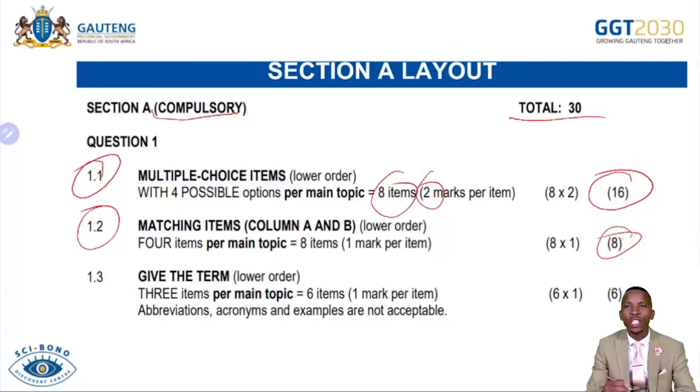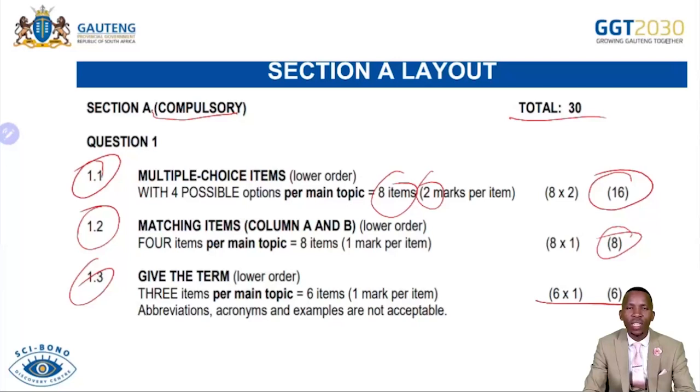Use what you call the elimination method by studying what you know, and then what is confusing you, do it once. You will see that you have exhausted what you clearly know about that particular section. And then 1.3, give 10. This one is also a lower order. You are given the definition, you provide the concept in there. This one doesn't need much of a strategy. It is a matter of knowing your concepts.